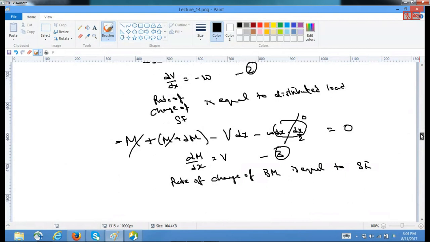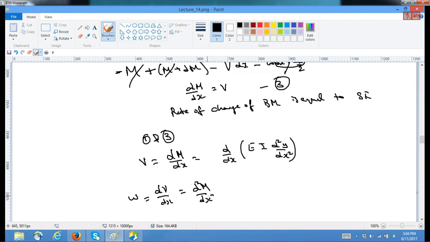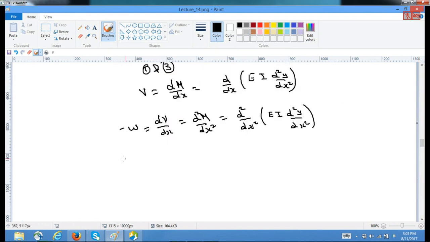From 1 and 3, dM by dx is equal to d by dx of EI d square y by dx square. Similarly, this is equal to V, and further I take another derivative, dV by dx is equal to w, that is equal to d square M by dx square, that is equal to d2 by dx2 of EI d square y by dx2, with the minus sign. So that means my d2 by dx2 of EI d square y by dx2 is equal to minus w, which is my governing differential equation.